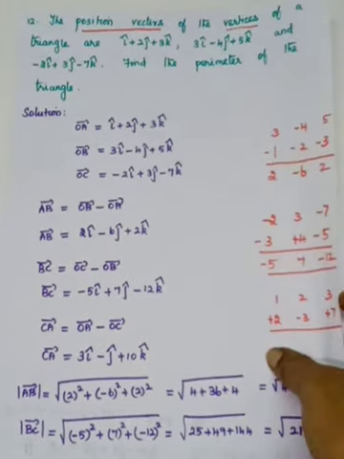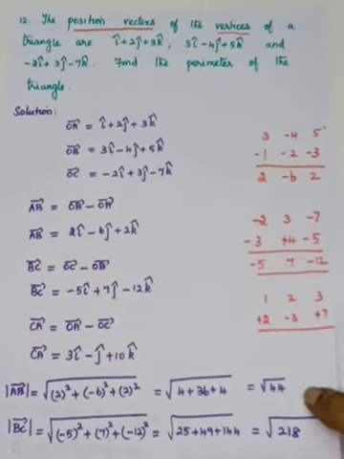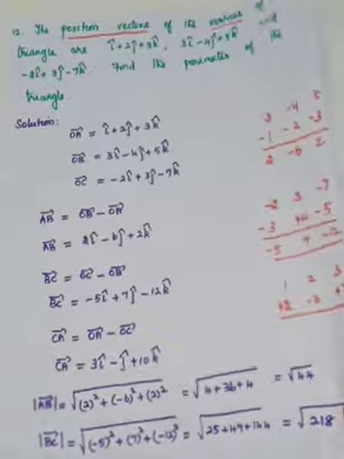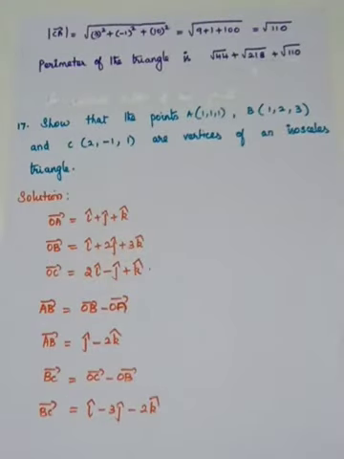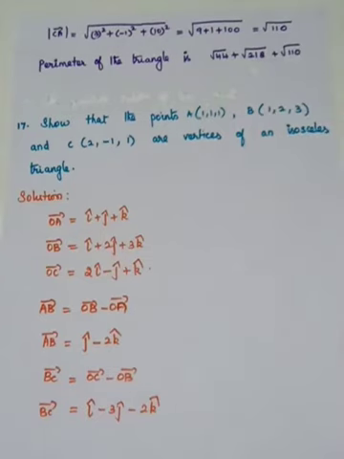In the same way, you have to find the magnitude of the second side, that is modulus of BC vector. Next, you have to find modulus of CA vector. So root 44, root 218, and for the third side the magnitude is square root of 110. So the perimeter of the triangle, if you add all the results, that is the perimeter of the triangle.